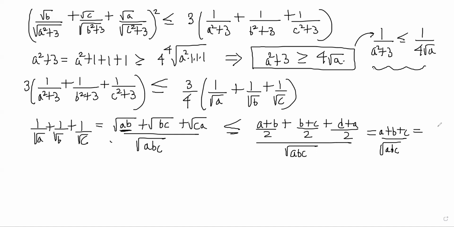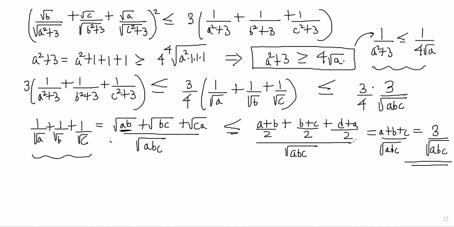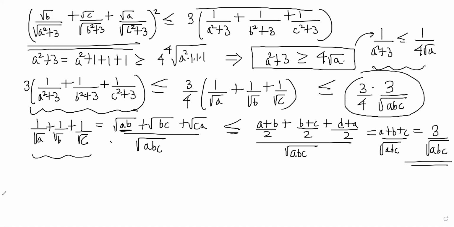So A plus B plus C has been given in the question, that is 3 by root ABC. So we know that this term is less than or equal to this 3 by root ABC. So we can write that here, less than or equal to 3 by 4 to 3 by root over ABC, right? So finally, we are getting this. 3 will cancel. Actually, it will not cancel because this was already present here. So we have the square of our LHS is less than or equal to 9 by 4 root ABC, right?